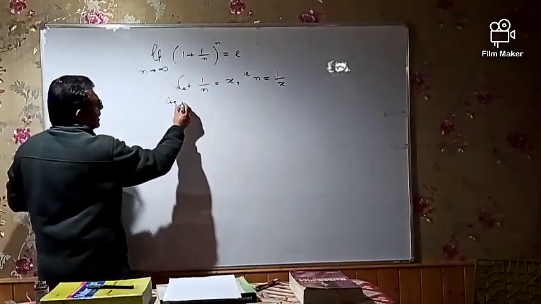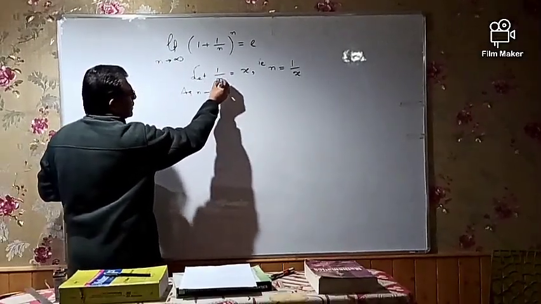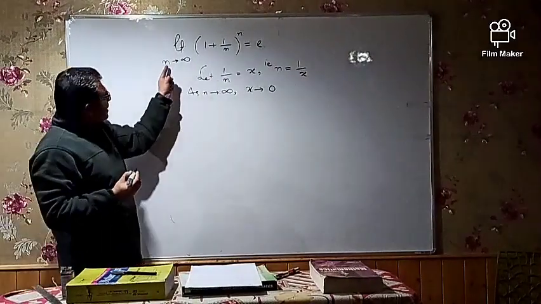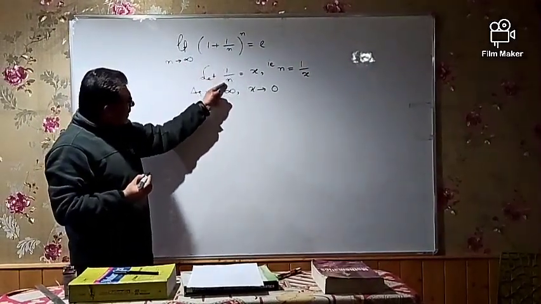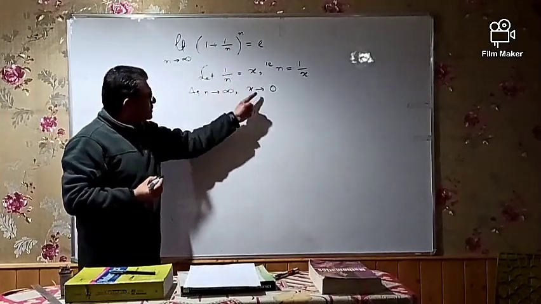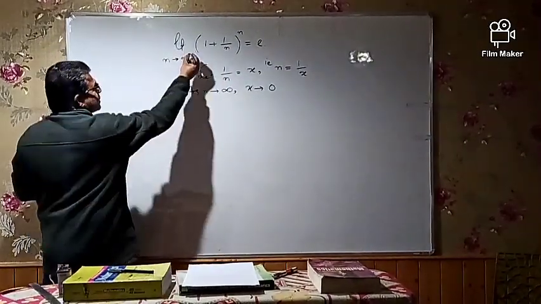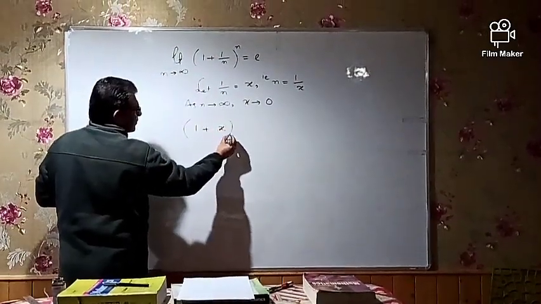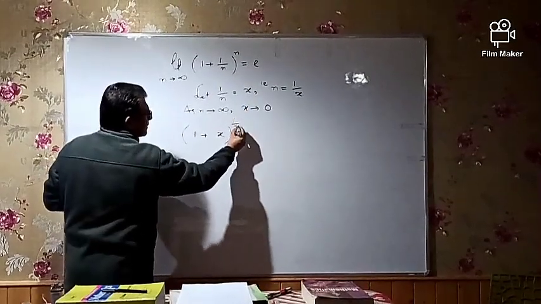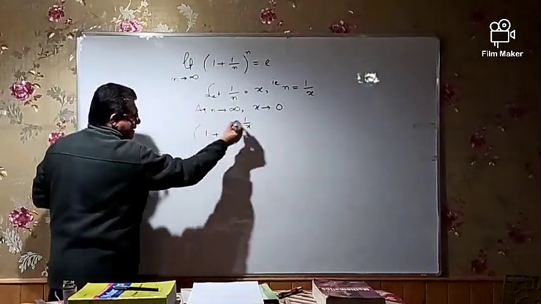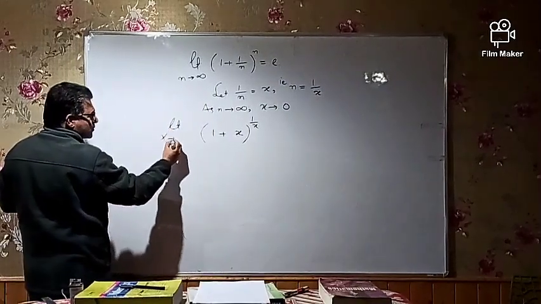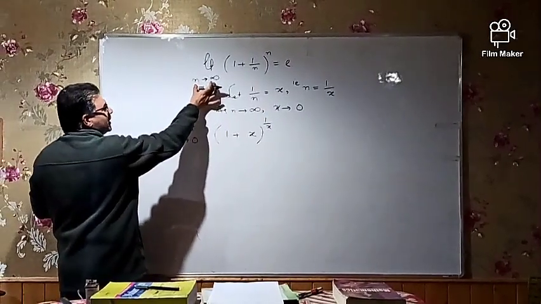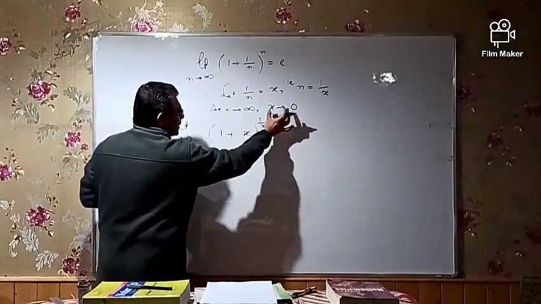Now as n tends to infinity, 1 by infinity will become 0, that means x will go to 0. See, when you put infinity in place of n, 1 by infinity will become 0, so x will go to 0. What will happen to the question? The question will become 1 plus 1 by n, where 1 by n is x and n is 1 by x. But here the question is now in terms of x, so I will write limit x tends to 0, because x will go to 0 as n tends to infinity. So instead of n tends to infinity, I will write x tends to 0.